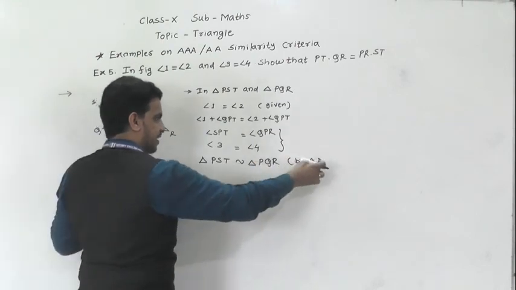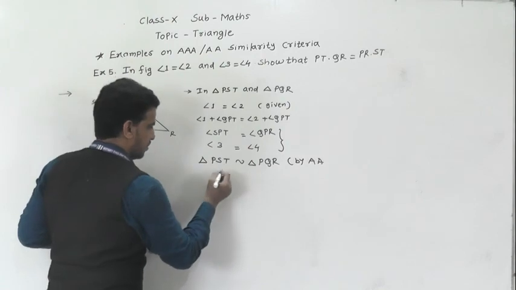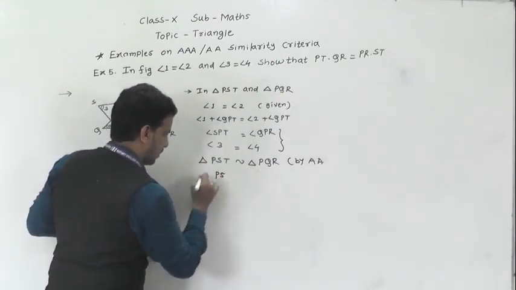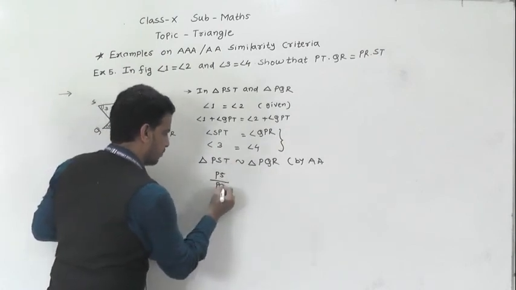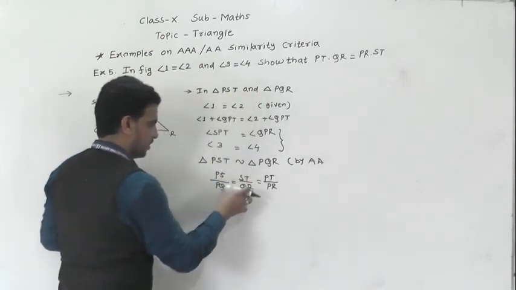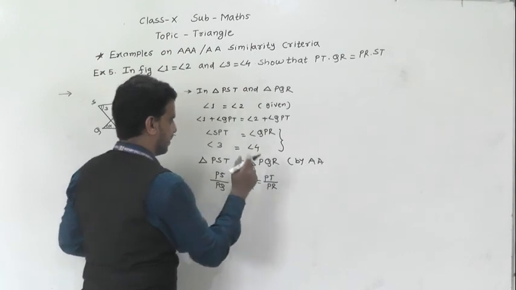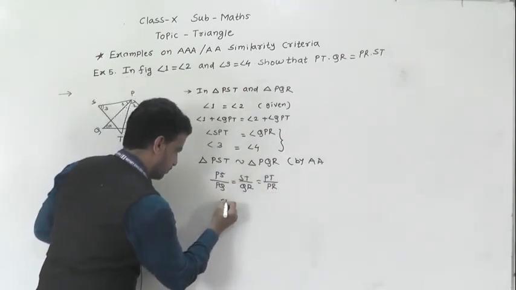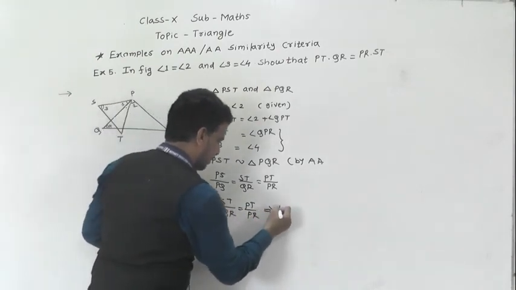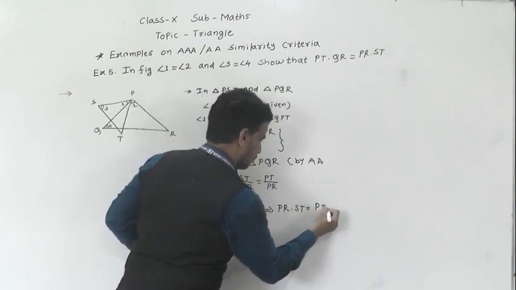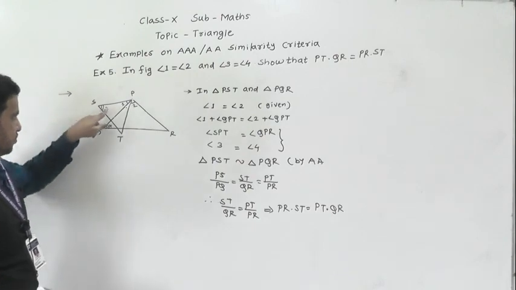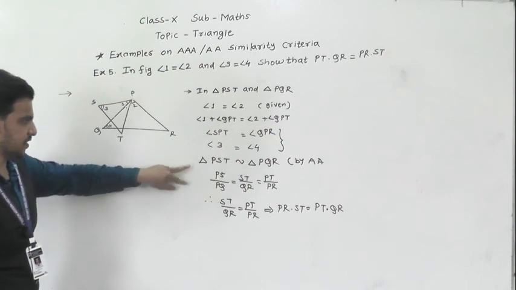Now these two triangles are similar by A criteria, so we can write that corresponding sides are proportional. Here we want ST, QR, PT and PR. If we write corresponding sides, all these three ratios are proportional: PS by PQ, ST by QR and PT by PR. But here we want only ST, QR, PT and PR, so I am considering this ratio only. Therefore ST by QR is equal to PT by PR. If we cross multiply, we get PR into ST is equal to PT into QR. Okay, so this is the proof. So here we have to first show that these two triangles are similar by A criteria, and then write corresponding sides.